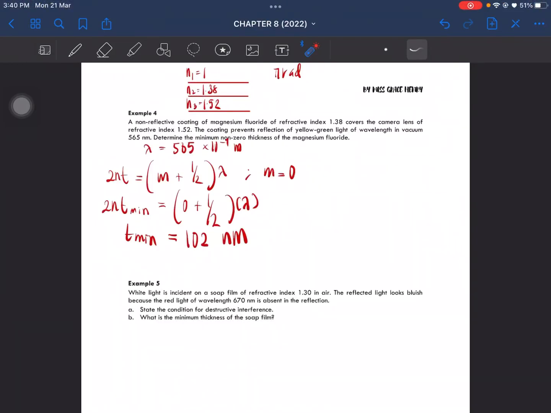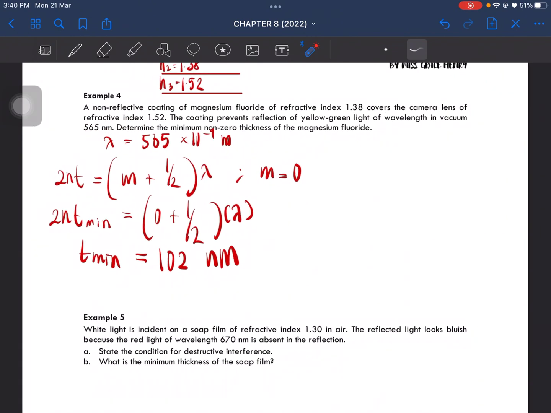Okay, example 5. But before I go into example 5, I need to explain to you again about example 4. So why did I use destructive interference when your equation is for constructive interference? Because constructive interference would cause a much brighter... I mean, it would cause the light to come into the camera lens more, right?